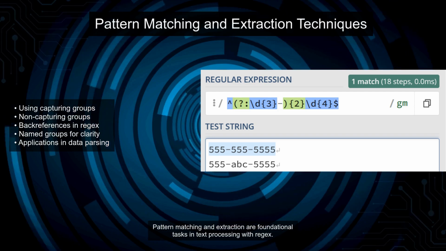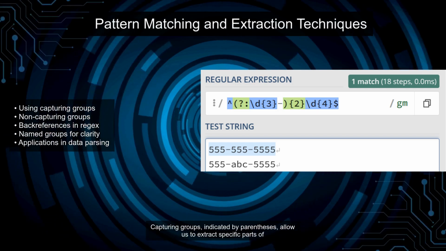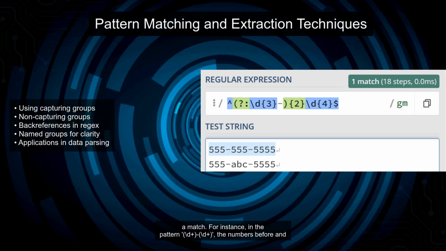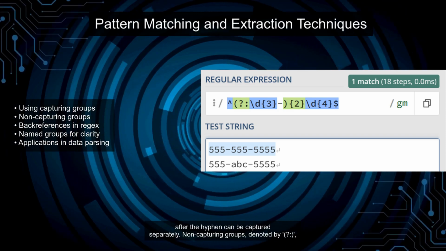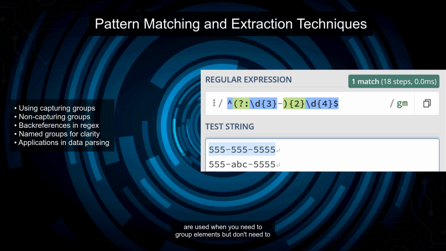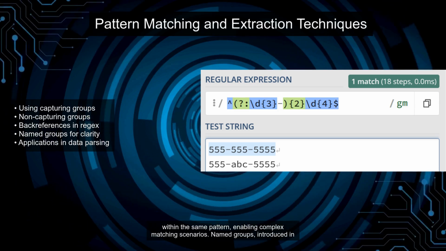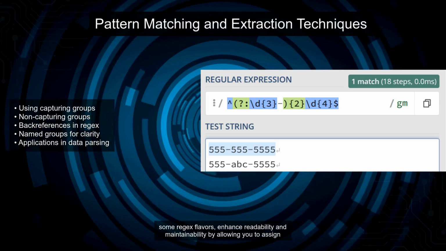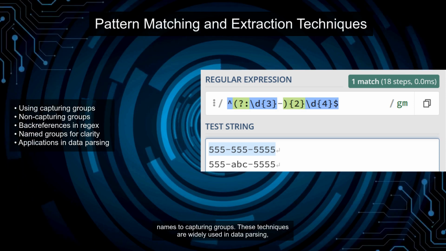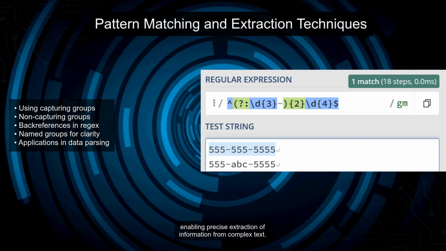Pattern matching and extraction are foundational tasks in text processing with regex. Capturing groups, indicated by parentheses, allow us to extract specific parts of a match. For instance, in the pattern (\d+)-(\d+), the numbers before and after the hyphen can be captured separately. Non-capturing groups, denoted by ?:, are used when you need to group elements but don't need to capture the match. Backreferences, such as \1, refer to previously captured groups within the same pattern, enabling complex matching scenarios. Named groups, introduced in some regex flavors, enhance readability and maintainability by allowing you to assign names to capturing groups. These techniques are widely used in data parsing, enabling precise extraction of information from complex text.